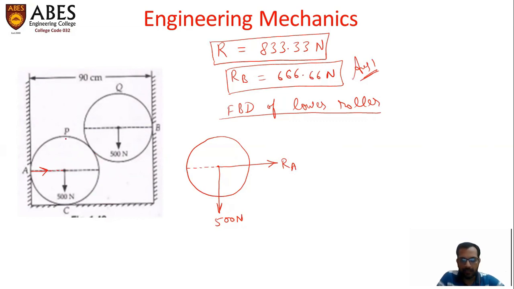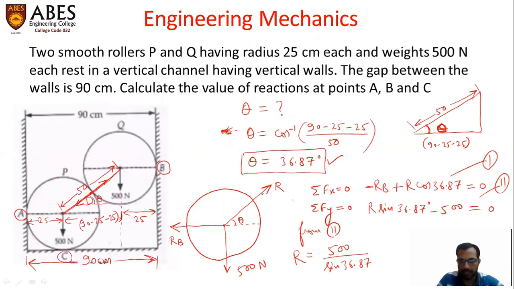Now we will consider the force from the upper roller on the second roller, or the lower roller. The force will be R, but the direction will be opposite. In the previous free body diagram, the direction was inclined upward because we were considering the force on the upper roller from the lower roller. But now we are considering the force on the lower roller from the first roller. So the direction will be reversed, but the inclination will be the same theta.